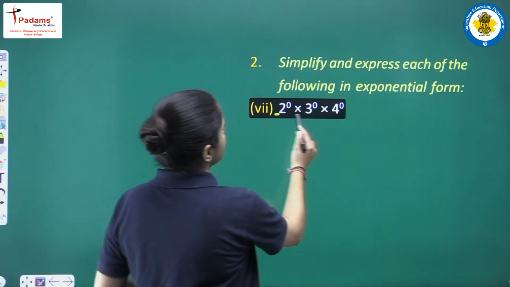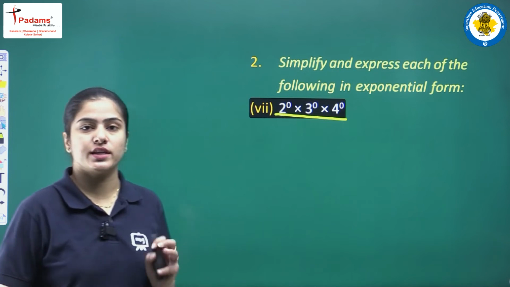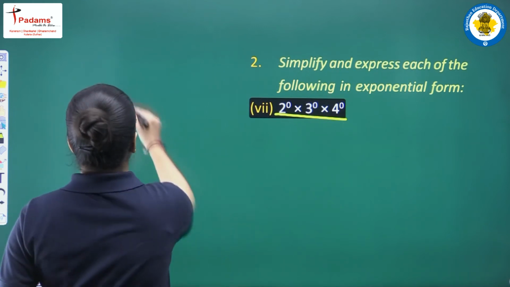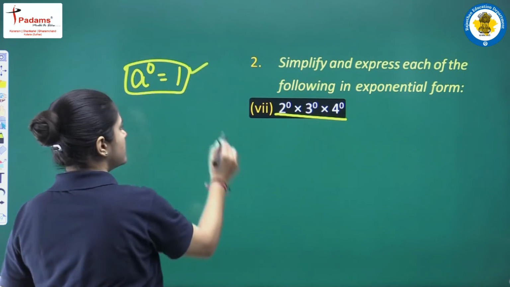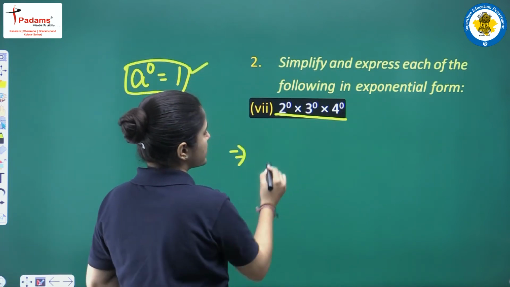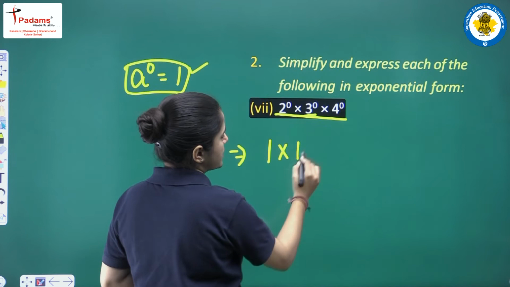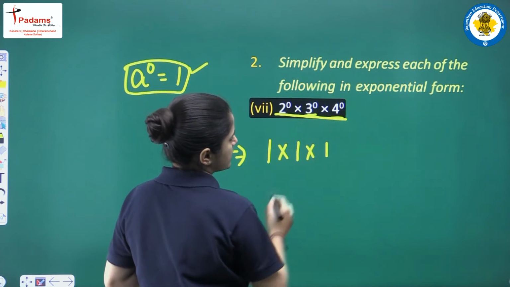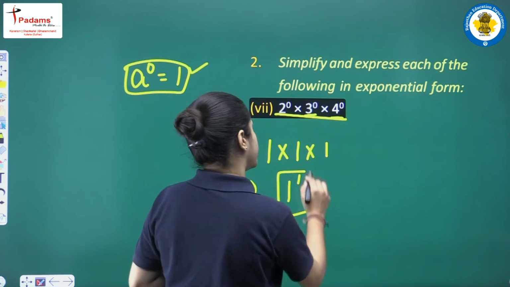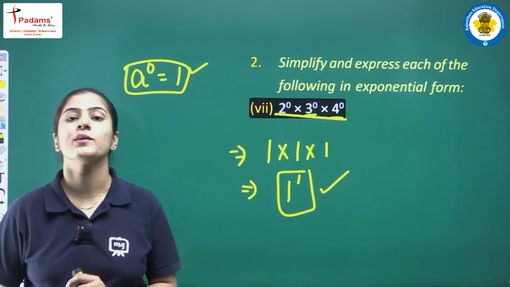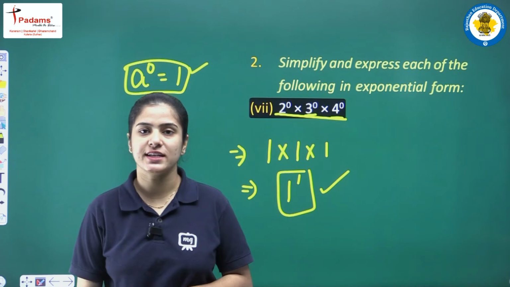Looking at the 7th part students, what is it? 2 raised to power 0 into 3 raised to power 0 into 4 raised to power 0, right students? So a raised to power 0 is equal to 1, this is the law. So 2 raised to power 0 is 1, into 3 raised to power 0 is 1, into 4 raised to power 0 is also 1. So 1 into 1 into 1 is 1, 1 raised to power 1, that is your answer students, that is also in the exponential form, right students?